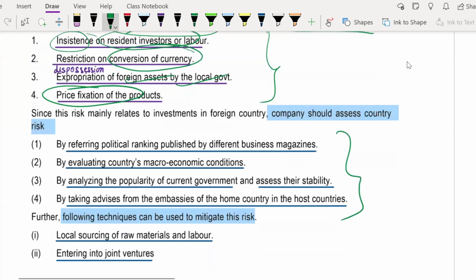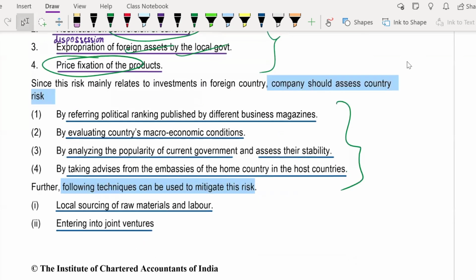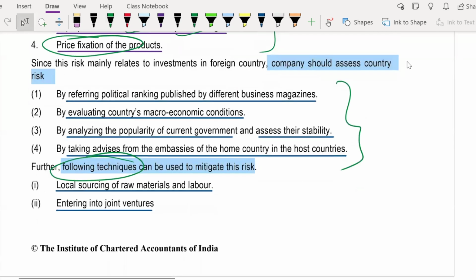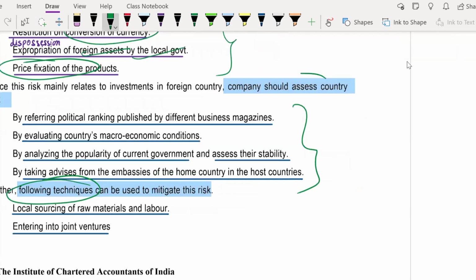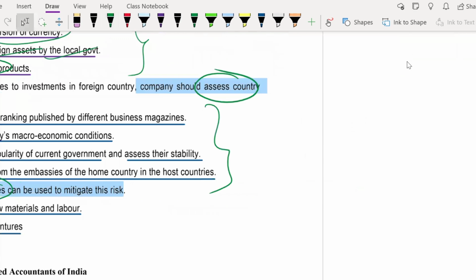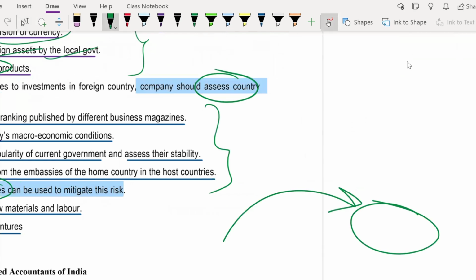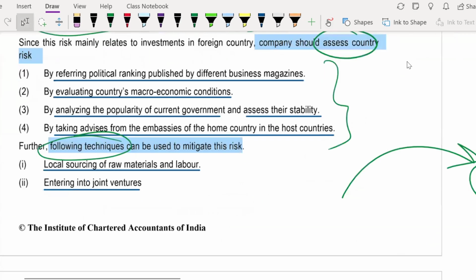So how is your company going to mitigate it? The techniques by which it can mitigate it, I'll tell you. But before that, let's see how your company should assess another country. Before you are investing in another country, or before you are starting a business in another country, there are a few things that you have to keep in mind. So today, if I'm planning to start a business in the US, before starting a business there, there are a few things that I should assess about the US before investing. So what are those?